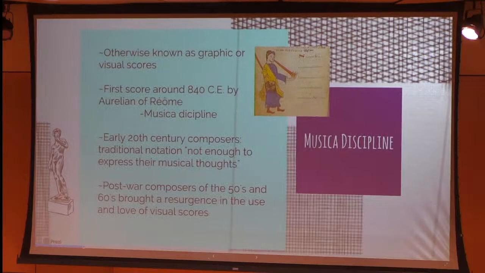So then again, in the early 20th century, composers decided that the traditional notation just wasn't enough. They needed something more substantial to show exactly how they were feeling inside. They really wanted to express their full musical thoughts and potential, and they couldn't do that with the strict rules they were given. Then again, we see that post-war composers of the 50s and 60s brought about a resurgence of visual scores. They decided, wow, this is way less strict. This is way more accessible. This lets me further show how I really feel when I'm writing music. That's amazing.